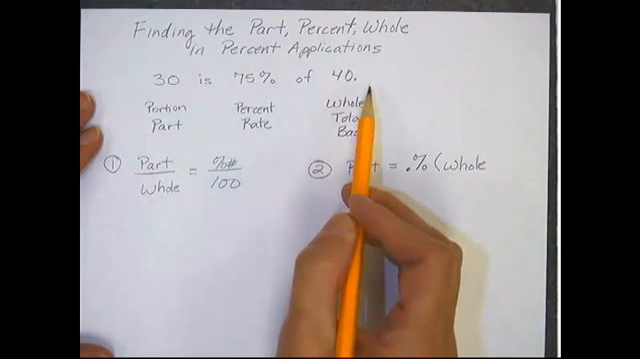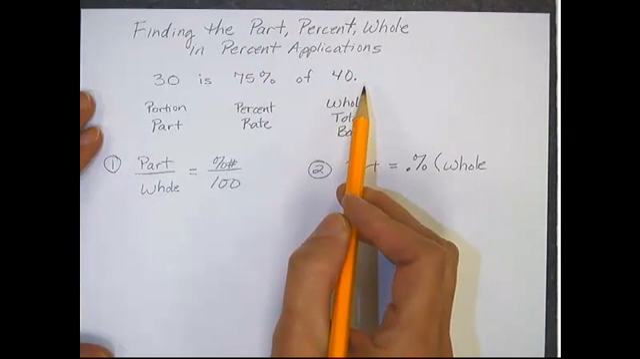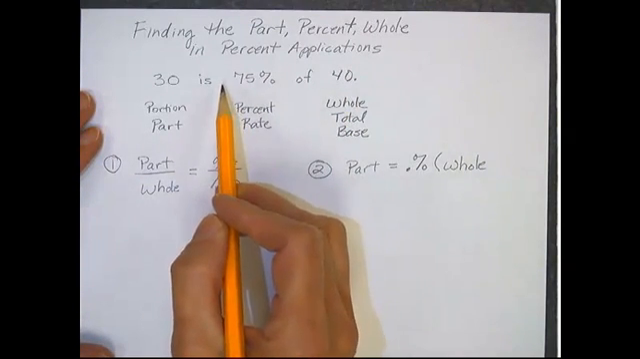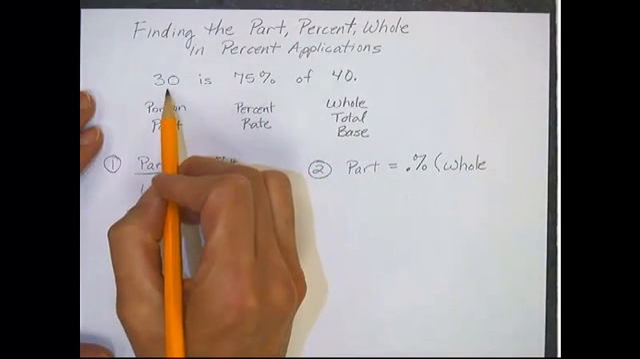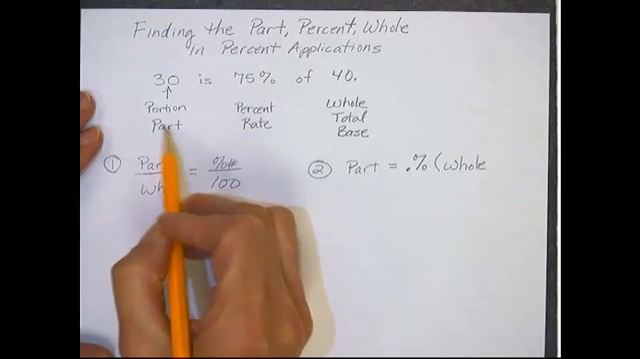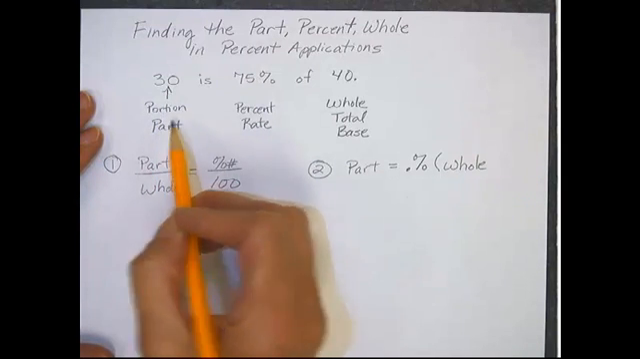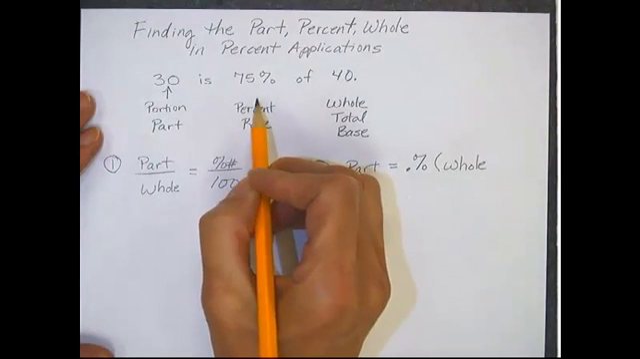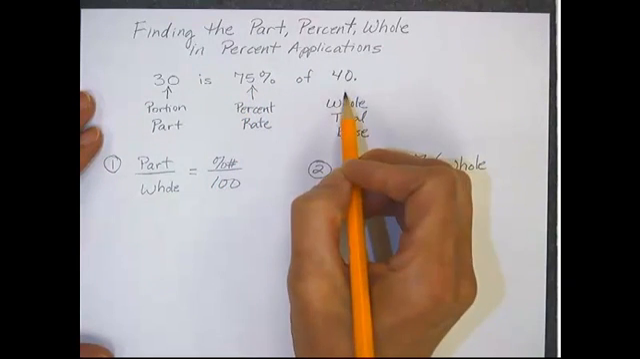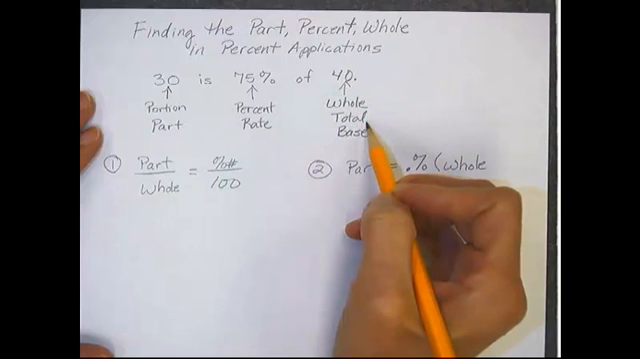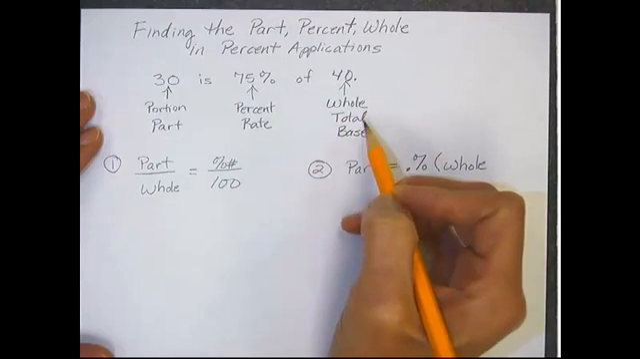The only reason I put this sentence up here is I wanted to draw your attention to the different components in a percent application problem. The 30 is the part or the portion. Those are two words that we often use for that. The 75% is our percent or our rate, and the 40 is our whole or our total or our base.